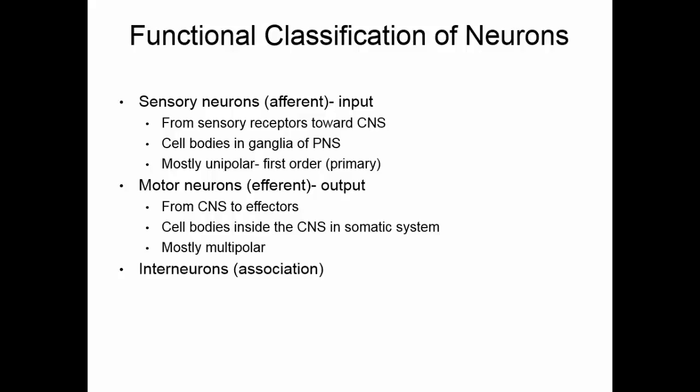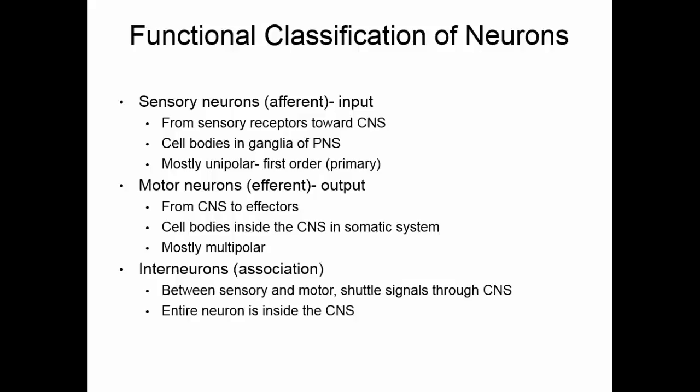Interneurons, sometimes known as association neurons, are connectors between sensory and motor neurons inside the central nervous system. They're how some of that integration information gets around. The entire neuron of an interneuron is found inside the central nervous system. About 99% of the neurons in the body are interneurons, and these are primarily multipolar.